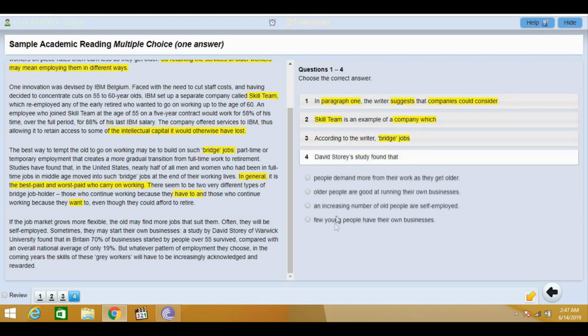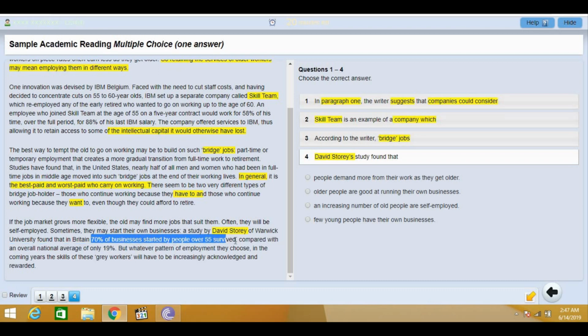Then another one, David Storey's study found that. Here we have one to scan. Right, we can now do scanning here. David Storey. That is a man. Alright, I found him here in this paragraph. Found that, kind of a finding, compared with the overall national average.